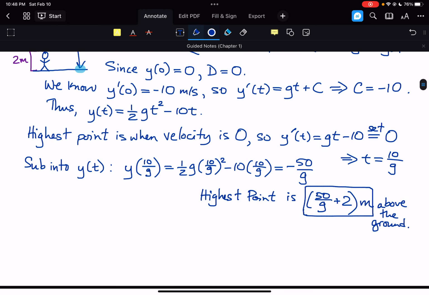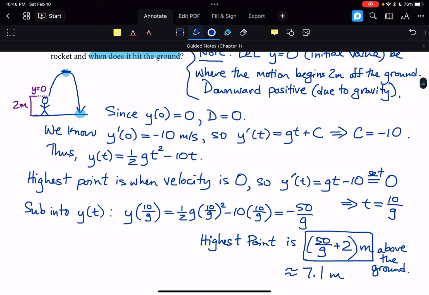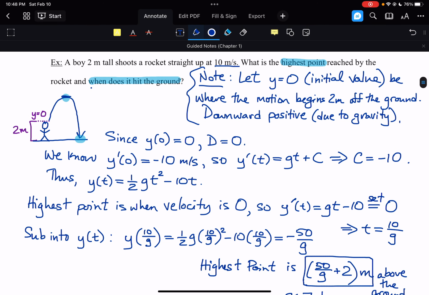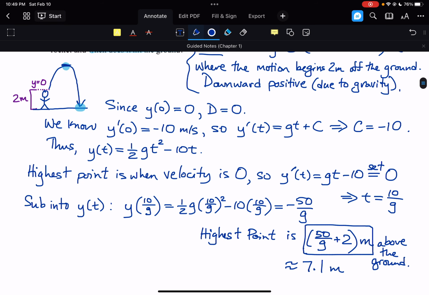And because we're working with meters, we can go ahead and approximate using the meter value, and it's about 7.1 meters. So it's a little more than 7 meters off the ground, that highest point. Okay, so a little more than 5 meters above where it started. And then it's asking, when does it hit the ground? So when it hits the ground, that is when its output, its position, is 2 meters past where it started.